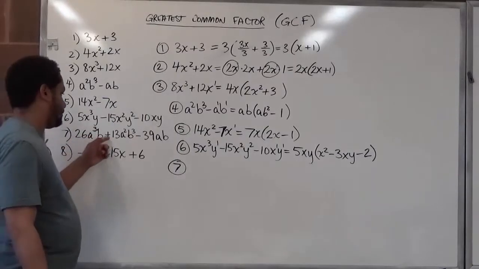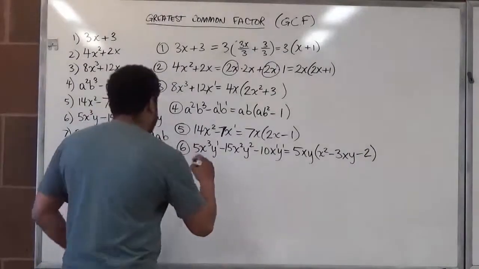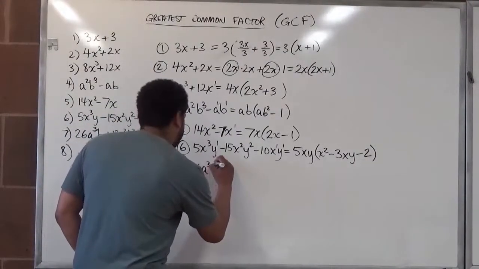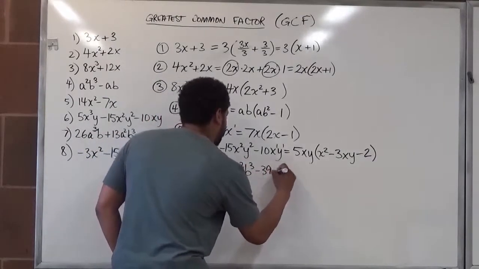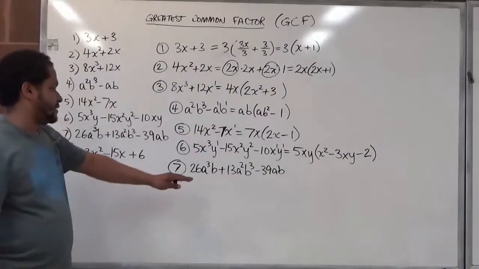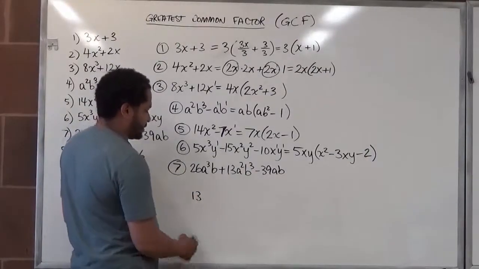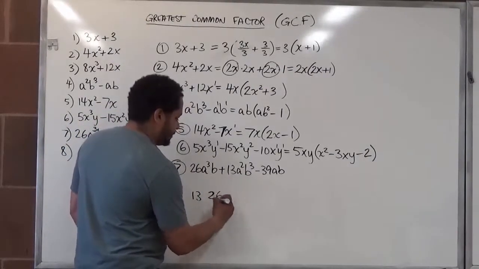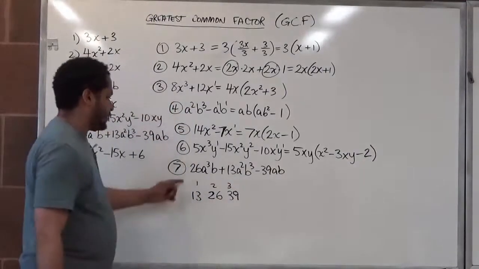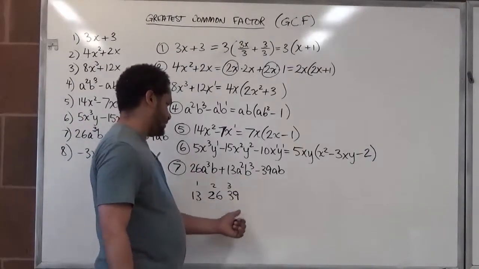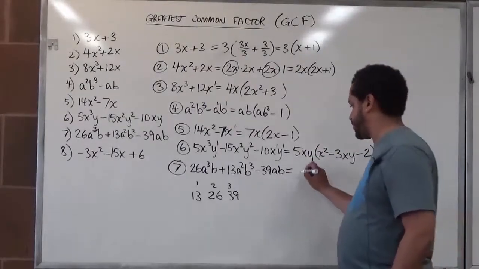26a cubed b plus 13a squared b cubed minus 39ab. So we have 26a cubed b plus 13a squared b cubed, take away 39ab. Now the leading numbers here are all multiples of 13. 13 times 1 is 13, 13 times 2 is 26, 13 times 3 is 39. So this is 1, 2, and 3, and each one of these is going to become one of these. So we know the greatest common factor between the three of them, for the numbers at least, is 13.